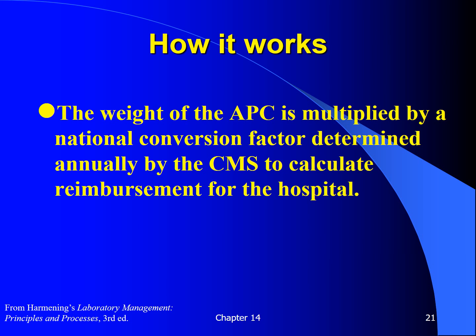Laboratory tests have been grouped into certain levels based on time and supplies needed to run the tests. Unlike the inpatient DRG system, it is possible for one patient encounter to generate more than one APC. As with DRGs, CMS has assigned weights to each APC. This weight is then multiplied by a national conversion factor determined annually by CMS to calculate reimbursement for the hospital.